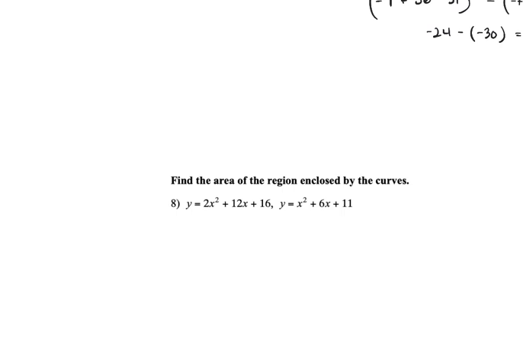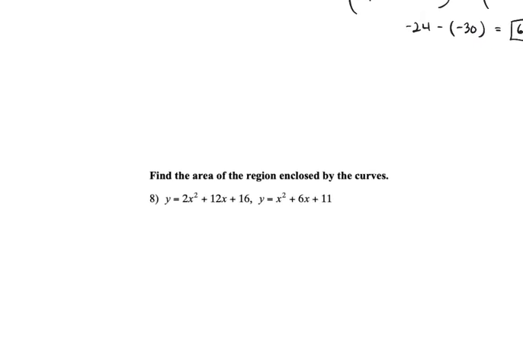Okay, question 8 would be from section 5.5. We need to find the area of the region enclosed by these curves. Now these are both quadratic equations, so their graphs would be a parabola. They're both facing up, so what's most likely happening here is we have maybe a situation like this. And we've got to find the area enclosed right there, perhaps.